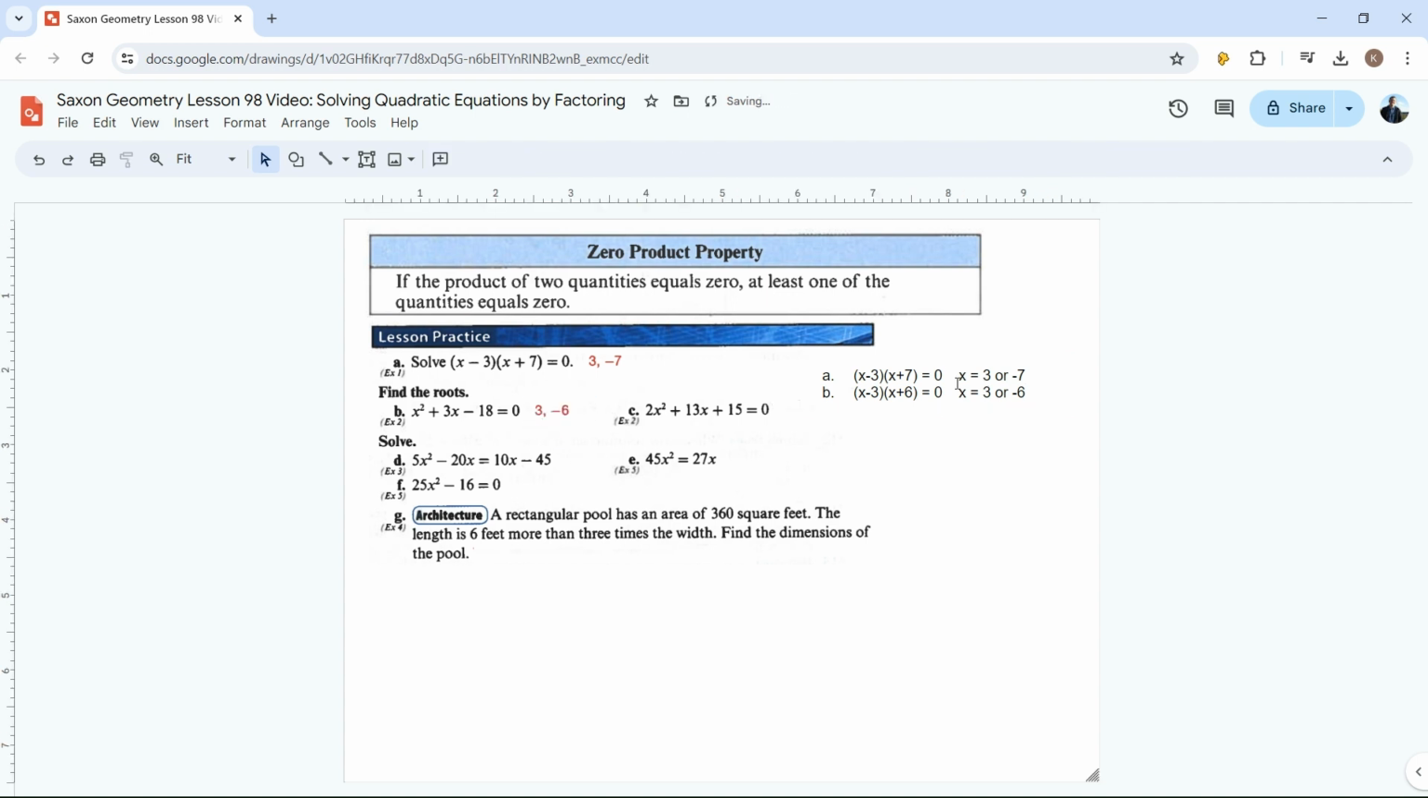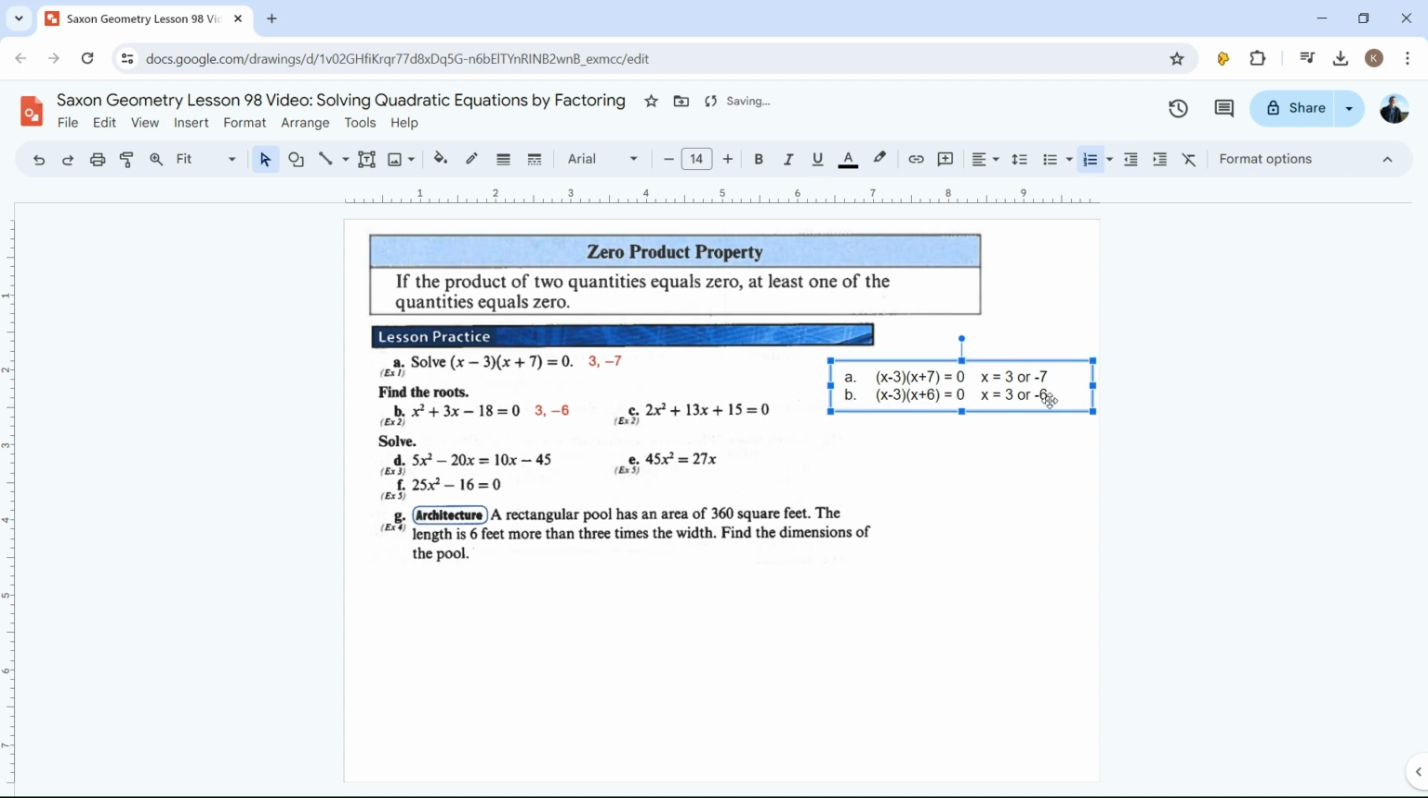There it is. All right, let's take a look at letter C. In letter C, we have 2x squared plus 13x plus 15. Okay, so this is one where I'm going to have to do some figuring, because it's going to be 2x plus something, one of the factors of 15, times x plus something, one of the factors of 15. What are the factors of 15? 3 and 5 pop into mind.